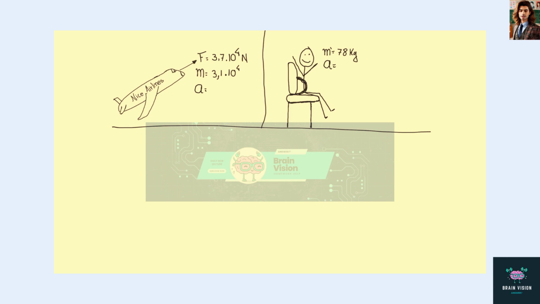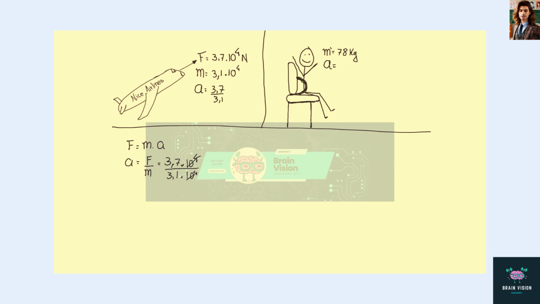By doing that, we get the following. The force is equal to the mass times the acceleration. Therefore, the acceleration of the airplane is equal to the force divided by the mass. And then it is equal to 3.7 times 10 to the 4th divided by 3.1 times 10 to the 4th. There is a simplification of this 10 to the 4th factor, and you get 3.7 divided by 3.1.